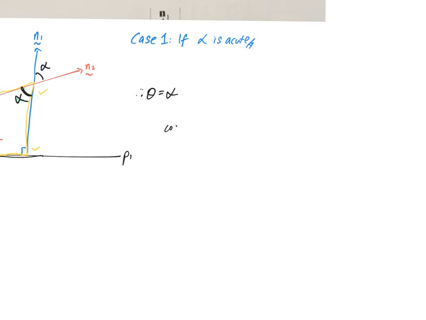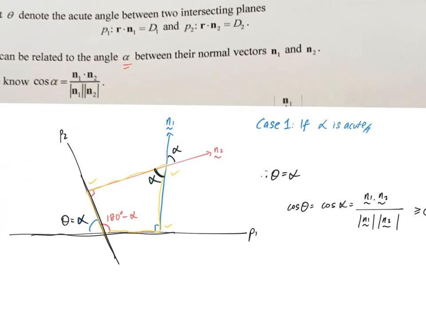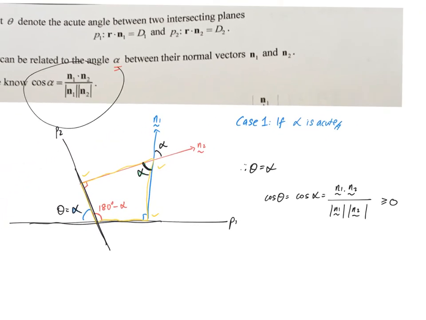So cosine theta is basically equal to cosine alpha, and cosine alpha is the angle between the two normal vectors. Definitely, because in this case alpha is acute, cosine alpha is positive. This is for case 1, which shows this.